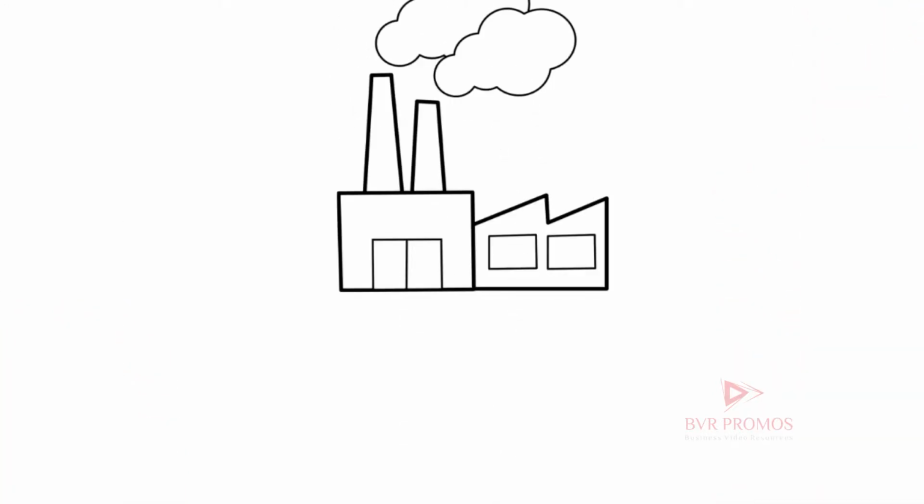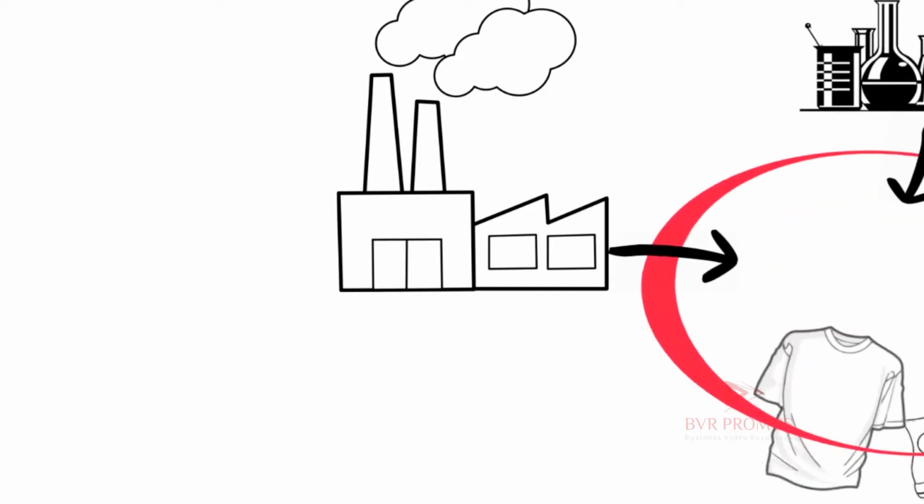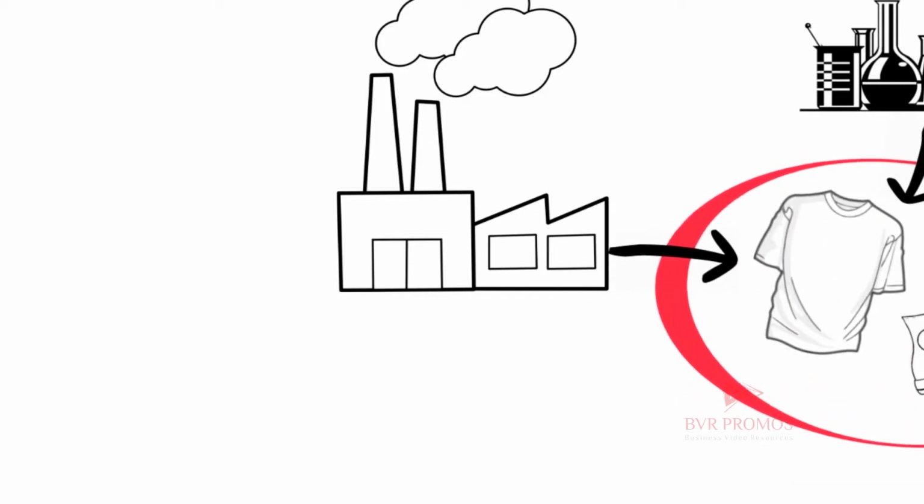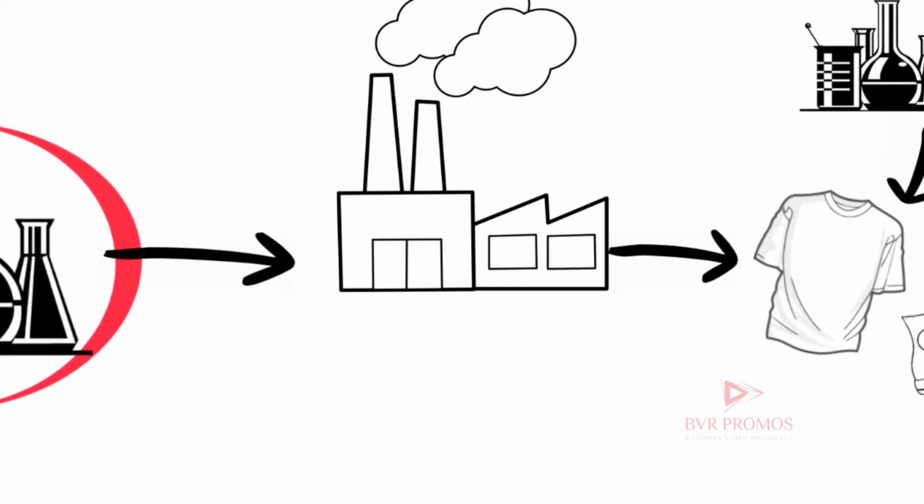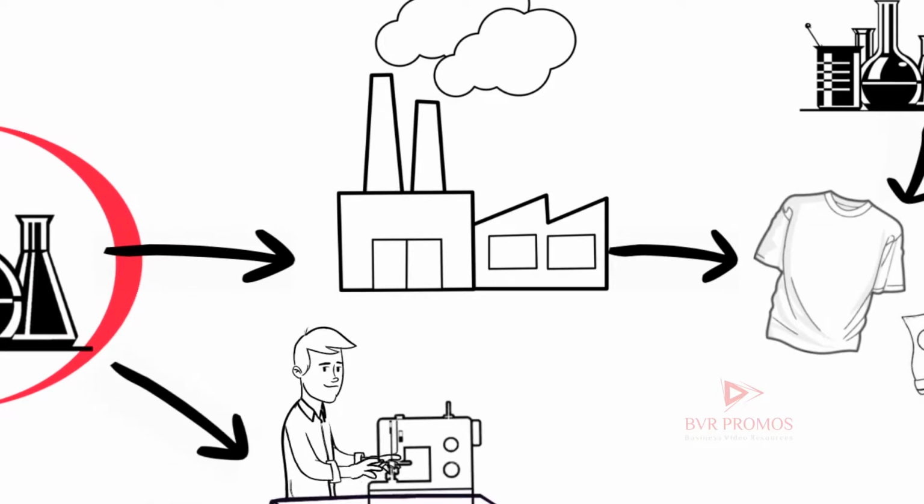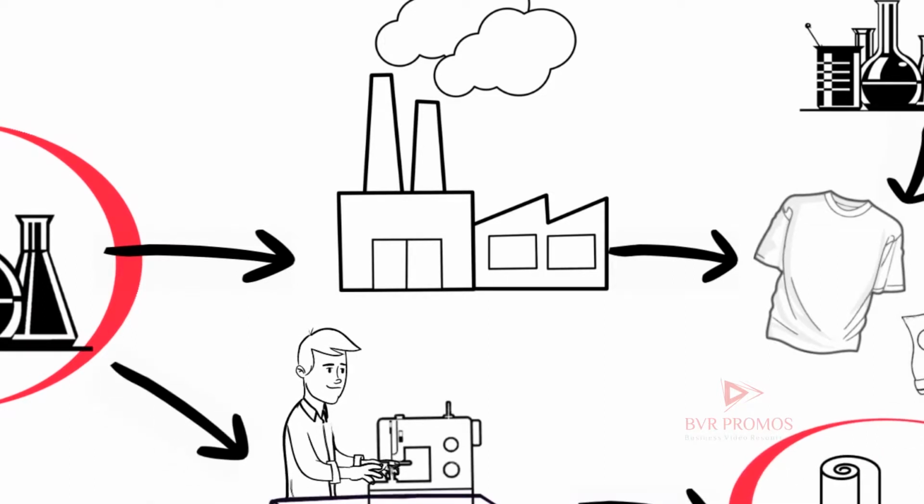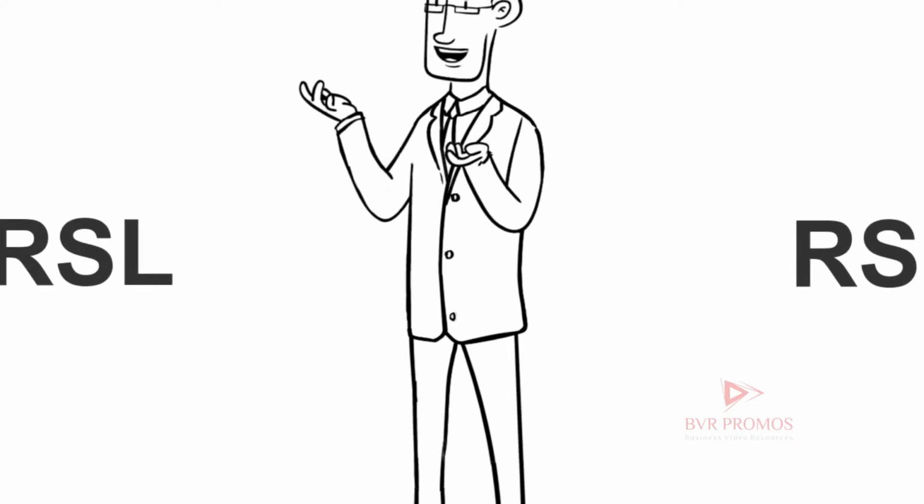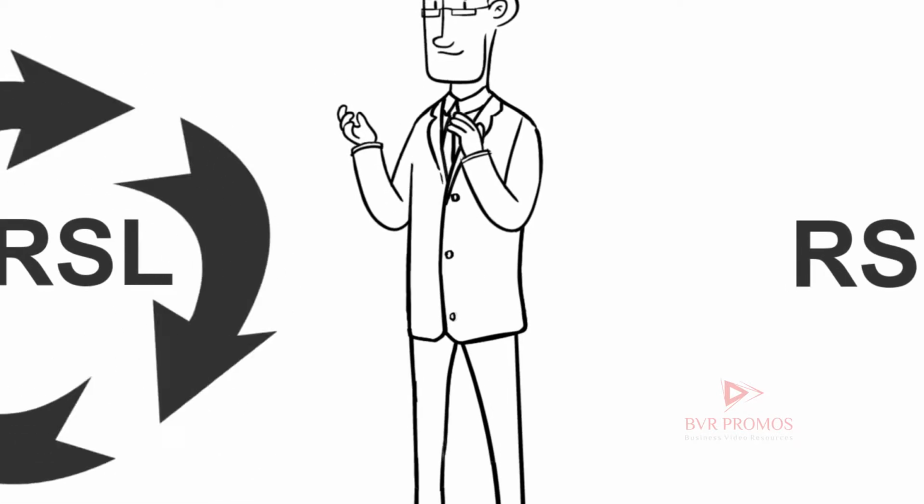An RSL limits the chemicals that end up in a finished material or product. An MRSL targets chemicals that are used in the manufacturing process of products, including materials. Therefore, an MRSL is more comprehensive than an RSL.